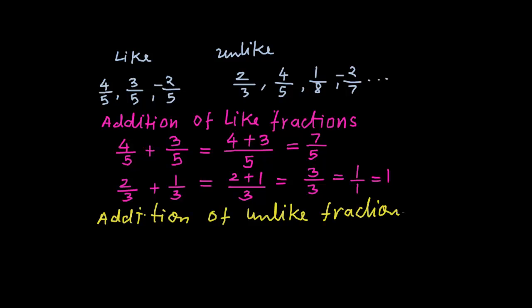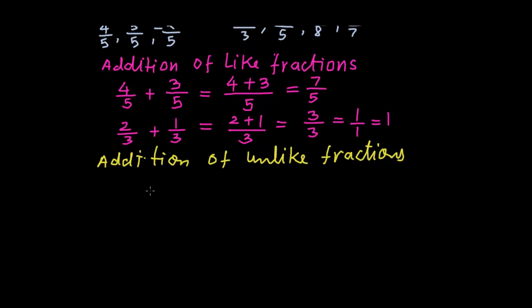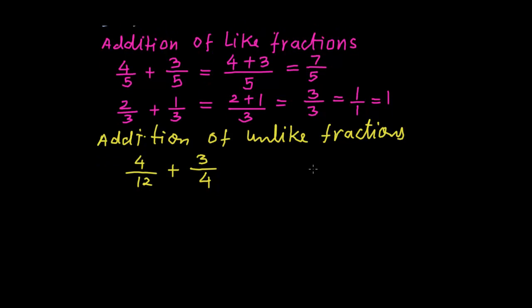Now addition of unlike fractions. In unlike fractions, we know that the denominators are different. So for example, I am taking 4 over 12 plus 3 over 4. Now here the denominators are different, so we have to find the LCM, that is least common multiples of denominator. LCM of 12 and 4.